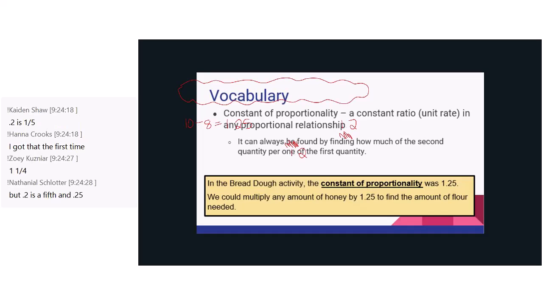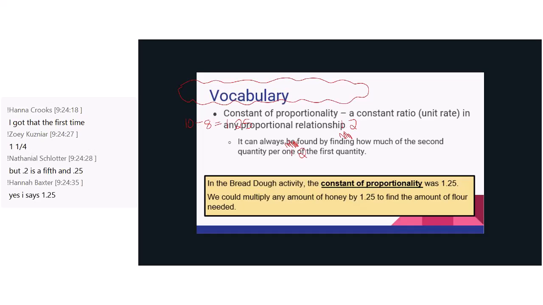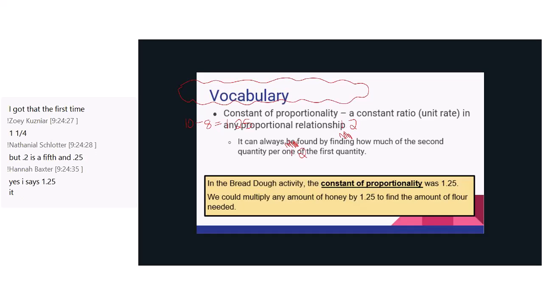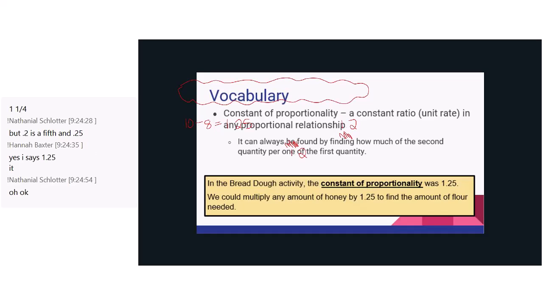Yeah, 0.2 is a fifth, but yeah, it's 1/4. So don't think about it like that. When you do 10 divided by 8, 8 goes into 10 one time with 2 left over. So it's like 8 remainder 2, and you do 2 out of 8, not 2 out of 10. 2 out of 8 is a quarter, so that's why it's 1.25.